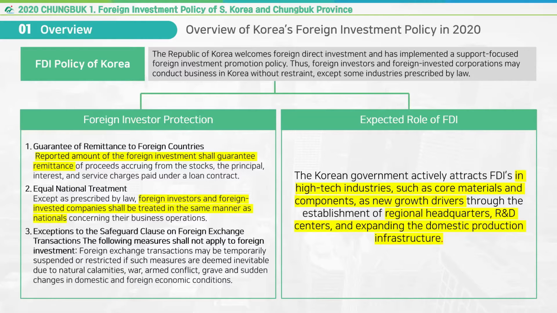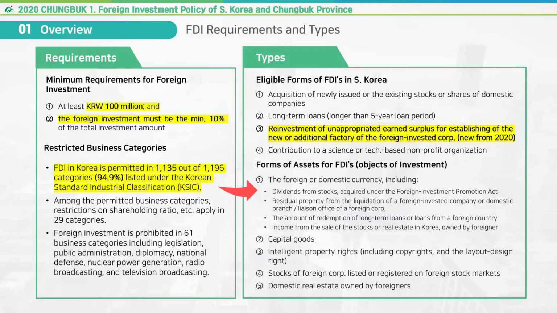Furthermore, Korea is creating a business environment for FDIs where leading and top-notch firms can pursue business in Korea through establishment of regional headquarters and R&D centers, so that companies can increase qualitative employment and strengthen the development of the industrial ecosystem. The minimum requirements for foreign companies wishing to invest in Korea is to invest Korean won 100 million, and at least 10% of the total investment amount must be the foreign investment.